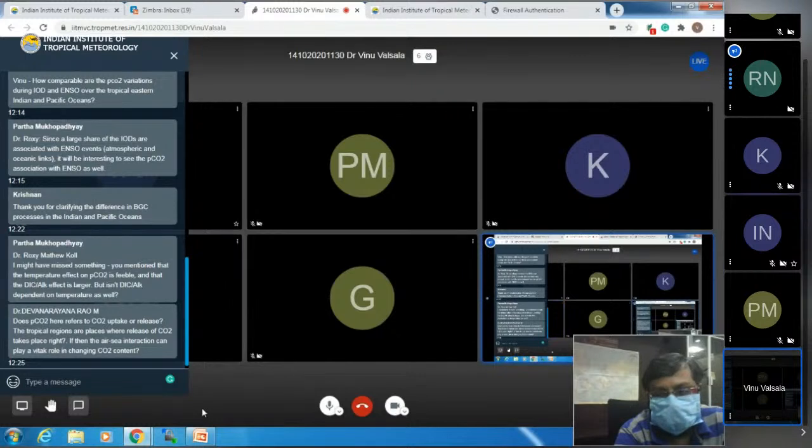So that means ocean is not always a sink. It could be a source also. Is that what it means? Definitely, especially in the upwelling zone, they are a source of carbon to the atmosphere. Okay, so that means the Eastern Pacific is, in a climatological sense, a carbon source. Sources. Yeah.